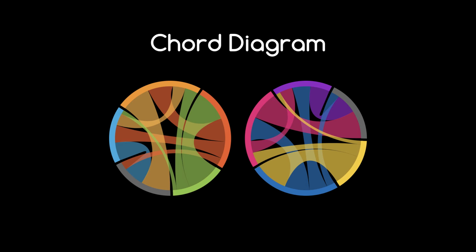Next up is a chord diagram, and this type of chart visualizes the interrelationship between entities. The connections between entities are used to display that they share something in common, and this makes chord diagrams ideal for comparing the similarities within a dataset or between different groups of data.